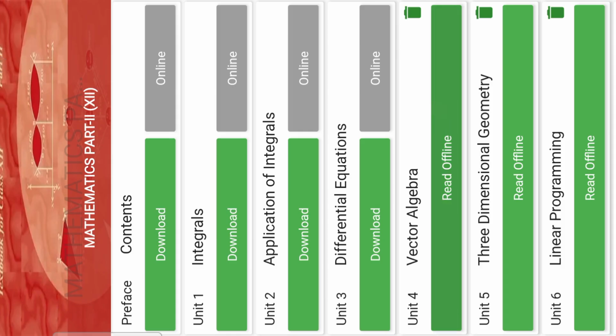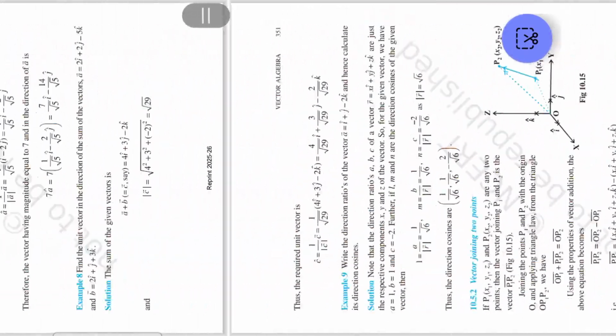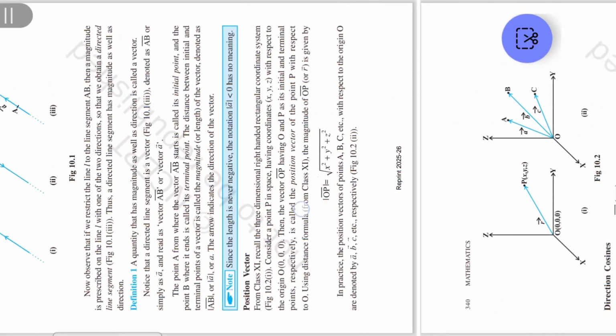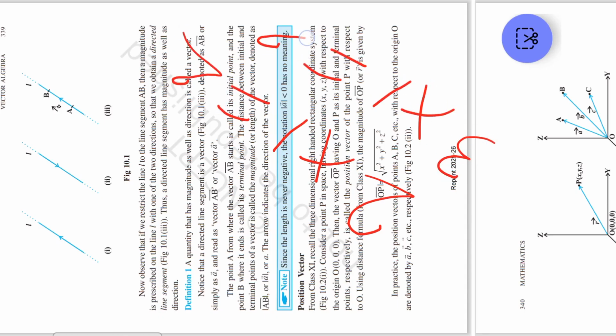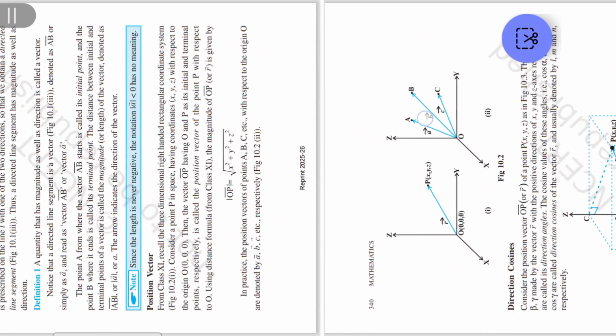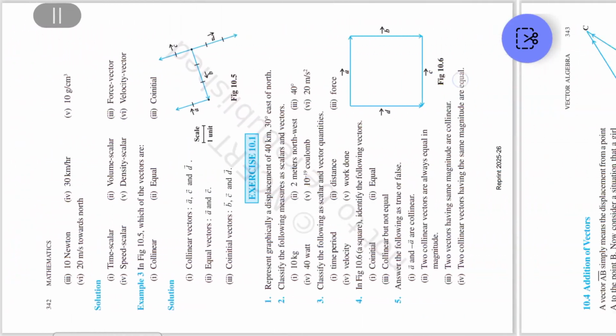In this vector algebra chapter, the 2 marks question is 1 and the 3 marks question is 1, so totally 4 marks. In this chapter, the section formula is very important. The section formula is very important for all problems.